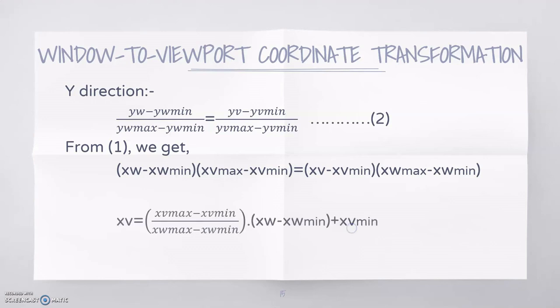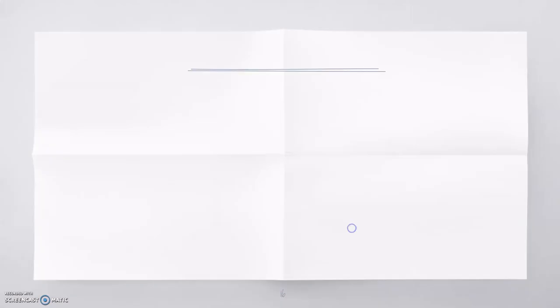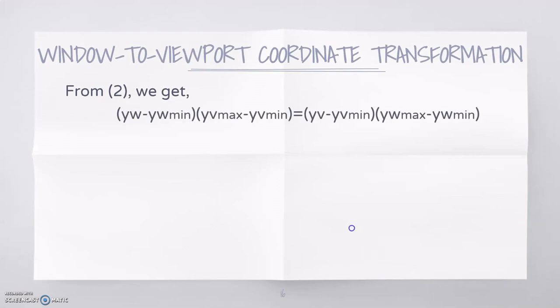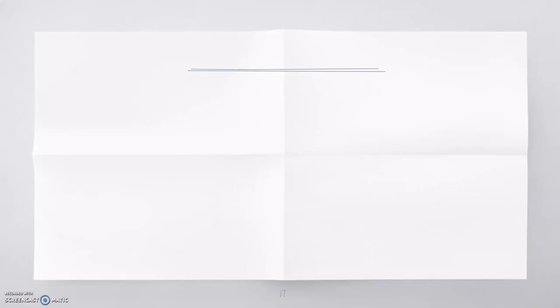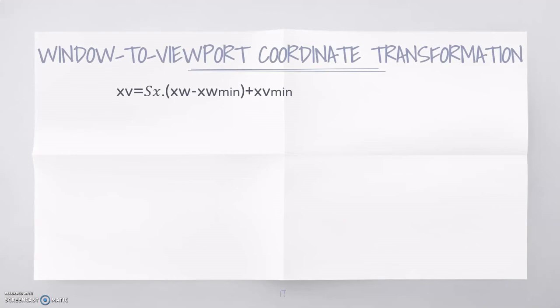From equation 1, by cross multiplying, we form the equation of XV: XV equals (XV max minus XV min) divided by (XW max minus XW min) times (XW minus XW min), plus XV min. Likewise, we form the equation for YV also. So we got an equation for XV and for YV. Each equation can be written as XV equals Sx times (XW minus XW min) plus XV min, and YV equals Sy times (YW minus YW min) plus YV min.